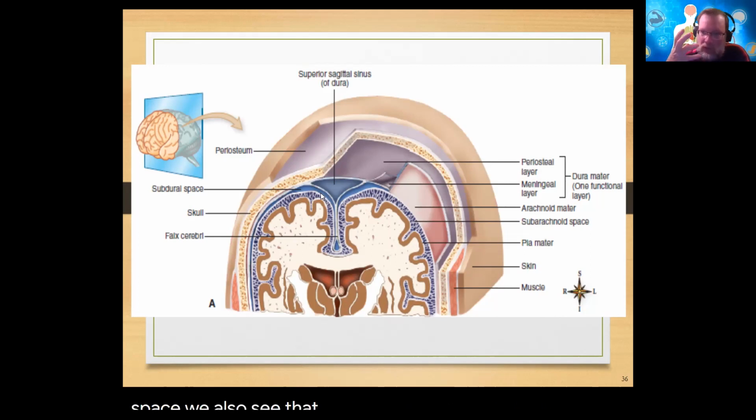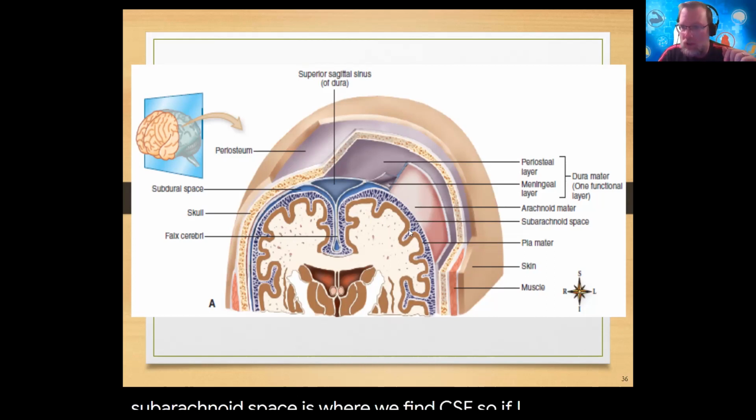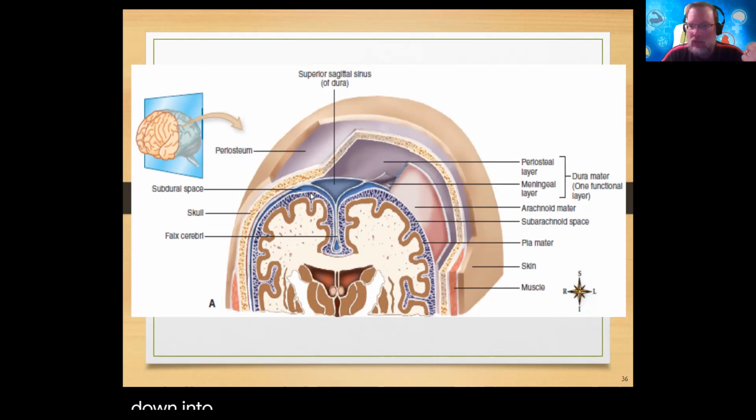We also see that fluid contained within the brain and spinal cord in what we call ventricles and sinuses. So you have little rooms inside of your brain where we see this cerebrospinal fluid, or CSF, born and circulating. And then again, we see it coating the outer surfaces as well. That subarachnoid space is where we find CSF. So if I need to do a lumbar puncture or a spinal tap, I'm going to have to go past the epidural space, and go all the way down into the subarachnoid space to withdraw some fluid.